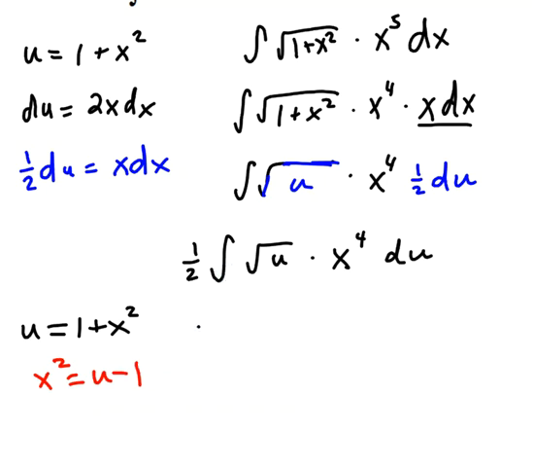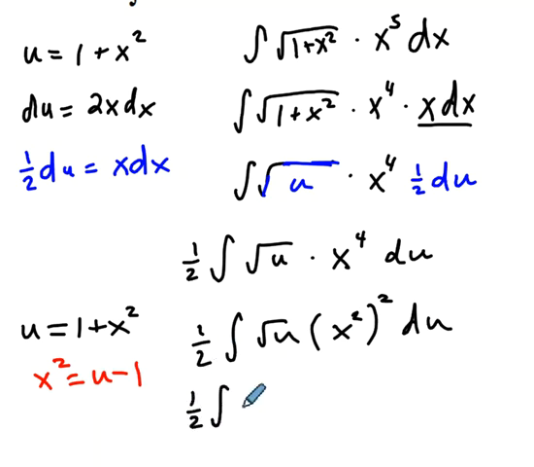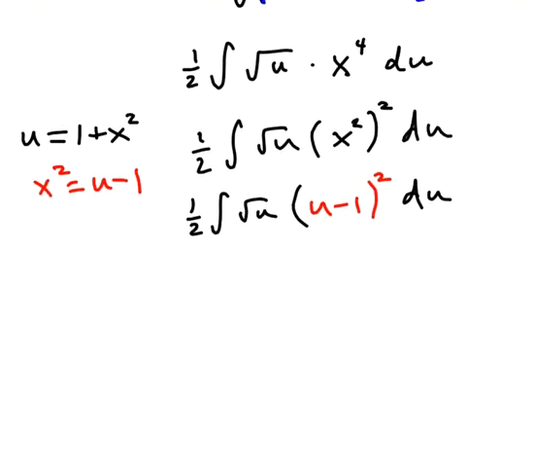And isn't x to the 4th really just x squared squared? So now I'm going to have 1/2 the integral of the square root of u times (u minus 1) squared du. Well, now at least everything has the correct variable. So now I've got, but we still have a product.